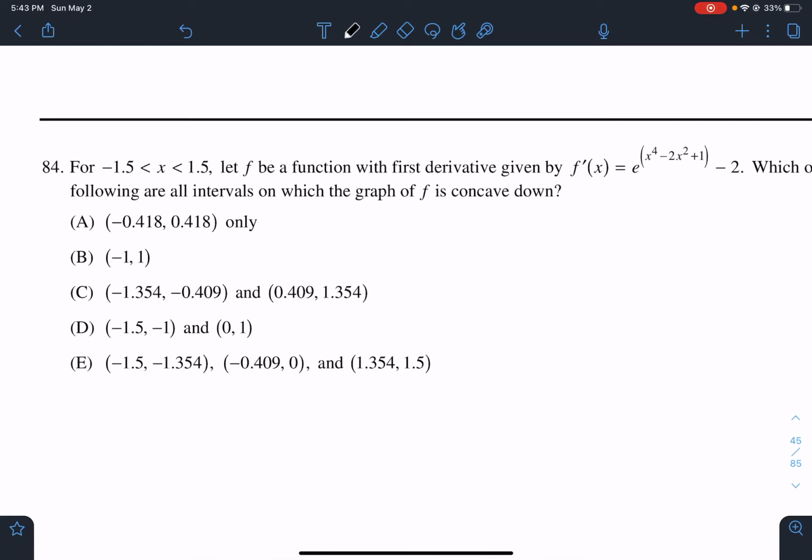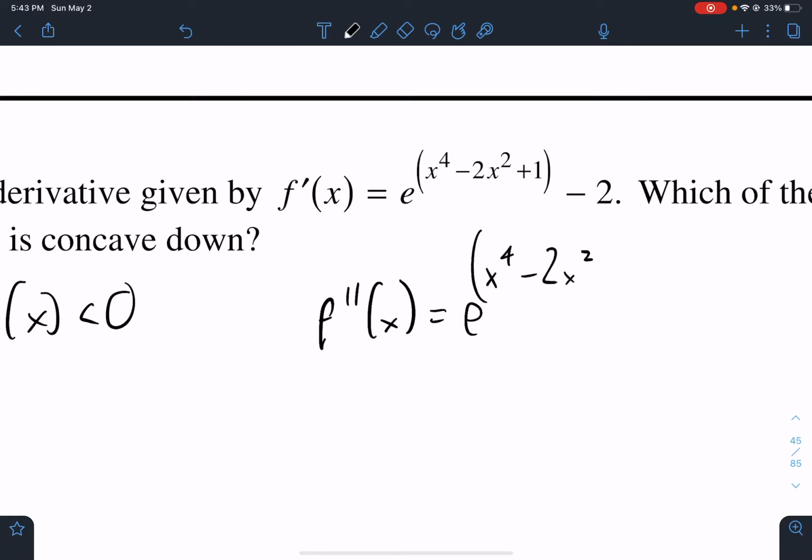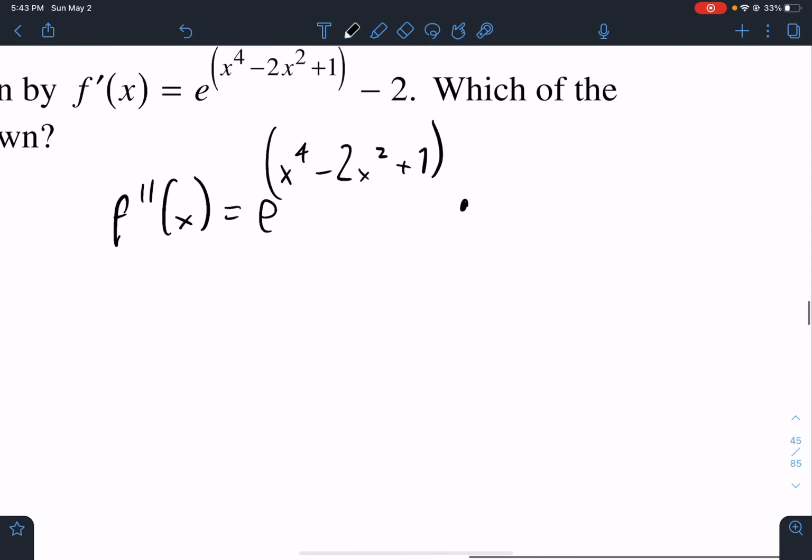84. We want f to be... so we don't know f, but we know f prime of x is e to the x to the 4th minus 2x squared plus 1, minus 2. So we want to find when f is concave down, and so that means f double prime of x is less than 0. Let's go ahead and find f double prime of x. Well, this will just equal e to the x to the 4th minus 2x squared plus 1, but now we have to multiply by the derivative of this inner argument, and that'll equal 4x cubed minus 4x.